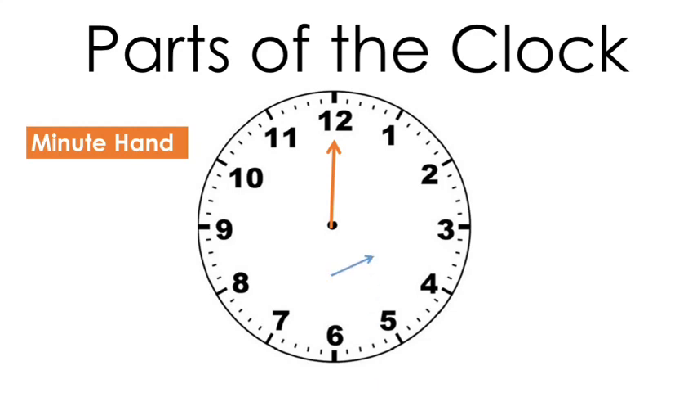Then, the short hand is called the hour hand. It moves a lot slower than the minute hand. It shows us what hour it is.